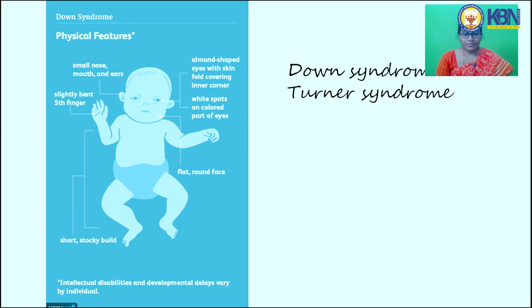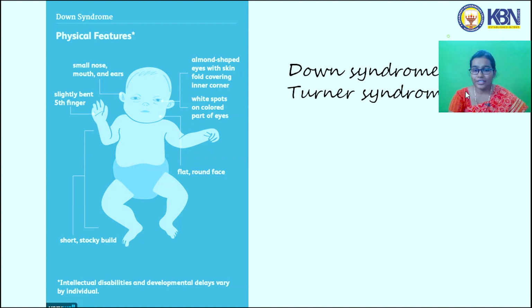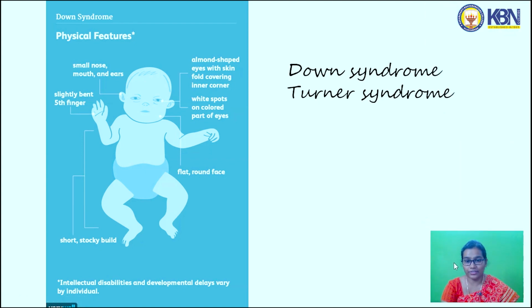Before that, if you observe this picture carefully, this kid has Down syndrome, and the Down syndrome is because of an extra chromosome, and that is one of the examples of chromosomal mutation. Not only Down syndrome, Turner syndrome is also an example of chromosomal mutation.